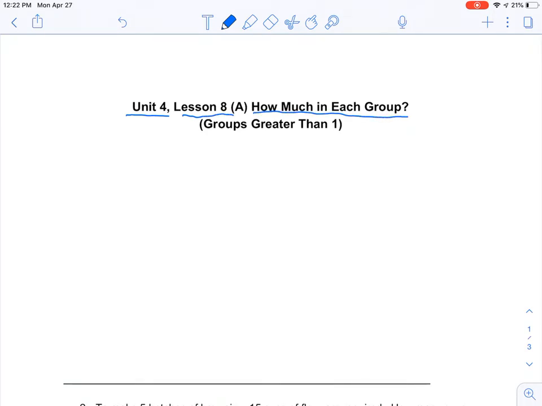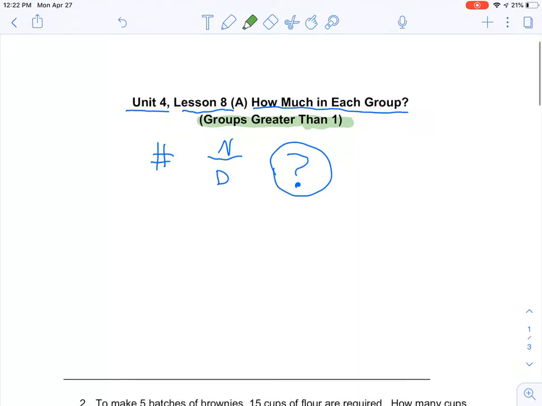So you've already been working on determining the number of groups, and the fraction of a group, but now you're going to be working on determining how much, or the number, in each group. Keep in mind for today's lesson, you're going to be working with groups greater than 1. Each individual group should be greater than 1. Okay, let's get started here.